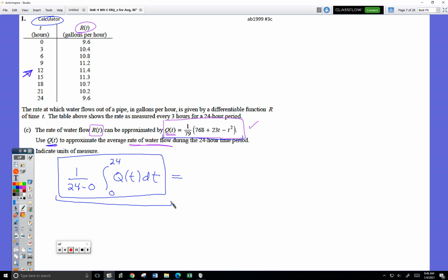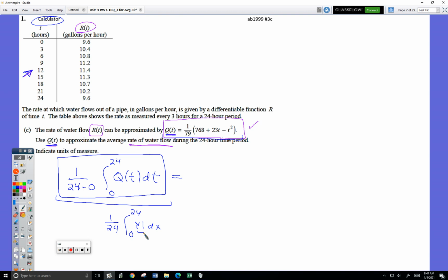So what I would do is I would put Q in Y1, and then on my calculator, I'm going to type 1 over 24, math 9, 0 to 24. I'm going to select Y1, and then DX, like that. Don't ever write this on your paper, though. It's one of the rules of the test. You're not allowed to use the Y1 symbol on your written work. That's simply what you type in the calculator.